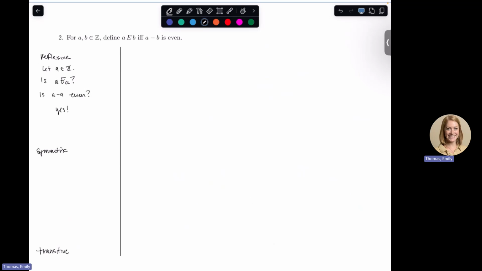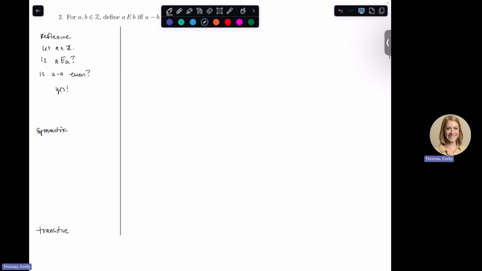Talk to me about symmetry. If A relates to B, then B relates to A. So we're going to let A and B be integers and assume A is related to B. We want to show that B is related to A.